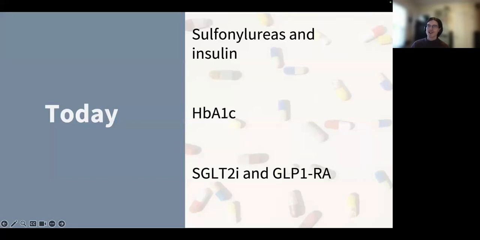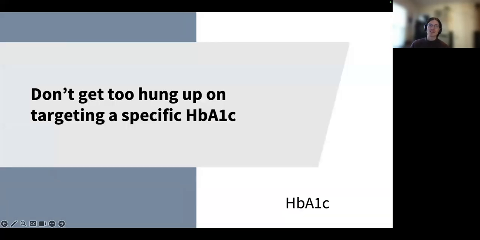All right, so we covered the more straightforward issue of sulfonylureas and insulin. So now we're going to talk a little bit more about A1C targets. And so our message from our therapeutics letter on this topic is really to not get too hung up on targeting a specific A1C value.